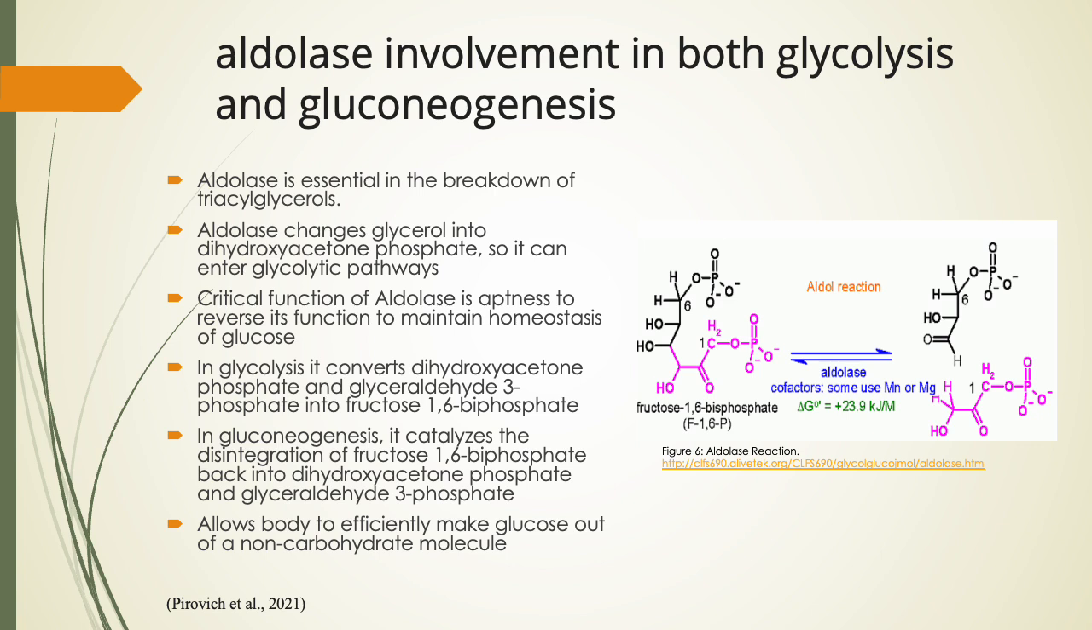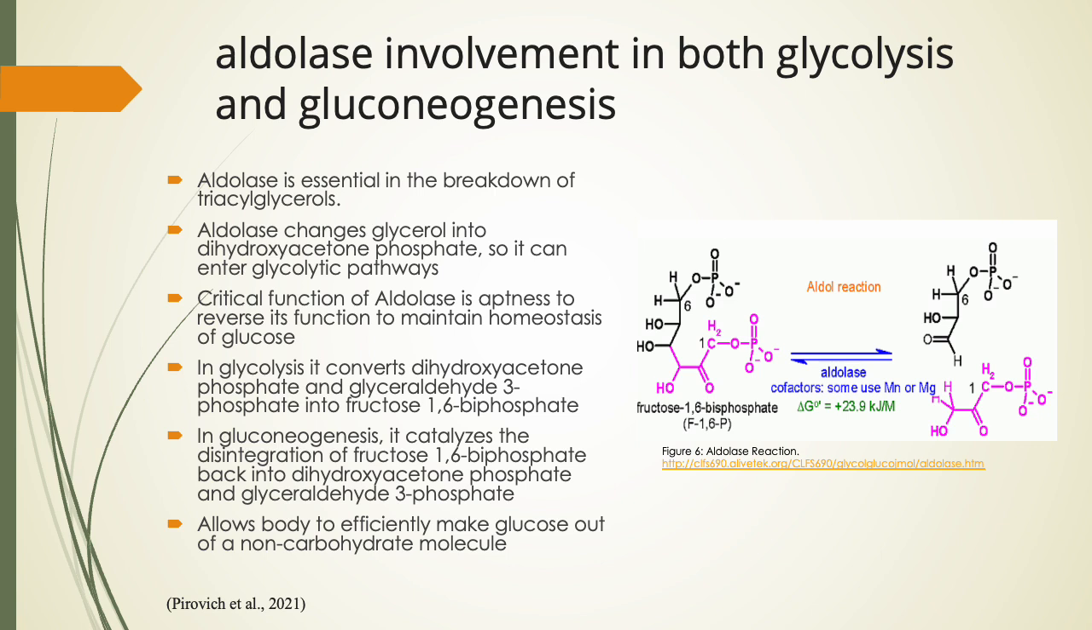Aldolase is essential in the breakdown of triglycerols. It does this by stimulating the breakdown of glycerol. Aldolase changes glycerol into dihydroxyacetone phosphate, which allows it to enter the glycolytic pathways necessary for energy production. This production allows the body to use energy stored in triglycerides more efficiently. It is this that makes aldolase an essential enzyme in lipid metabolism.